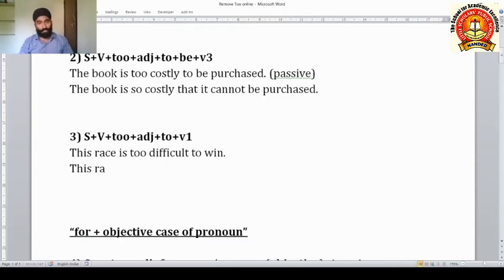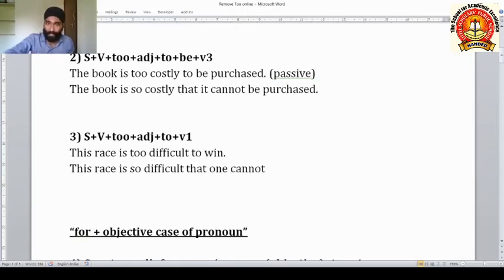This race is so difficult that... Now, after that you have to use a pronoun, but if any subject is not given in the sentence, you have to use "one" as the pronoun. One is the indefinite pronoun, meaning who is the doer of the action is not definite. That one cannot we are using depending upon the tense.